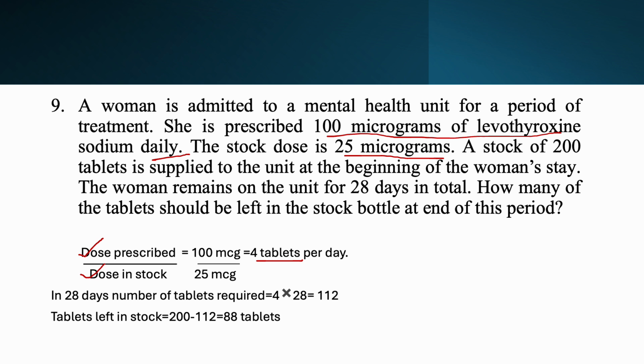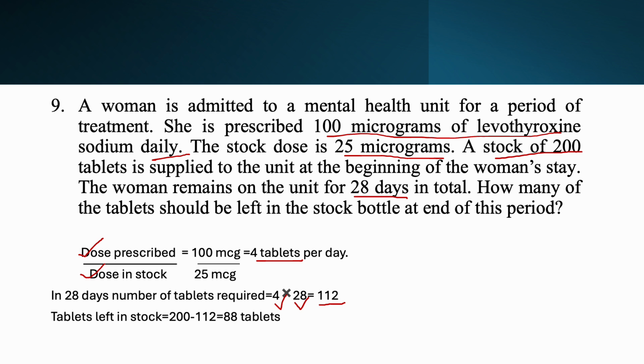It's saying a stock of 200 tablets is supplied at the beginning of the woman's stay. So 200 tablets were supplied at the beginning of the woman's stay, and the tablets were 25 micrograms. The woman remained on the unit 28 days. She was in the hospital for 28 days. So for the 28 days, she took 4 tablets every day. So the total tablets she took in the 28 days is 112. You just have to multiply 4 by 28.